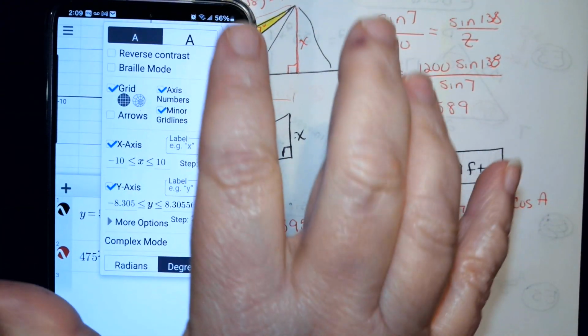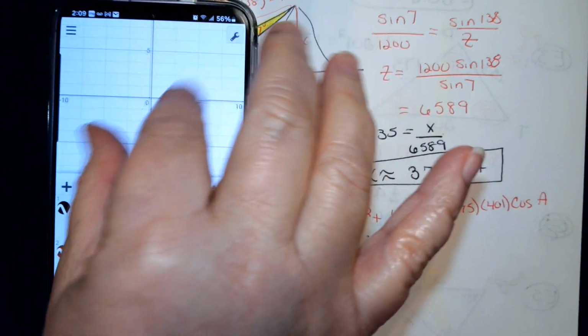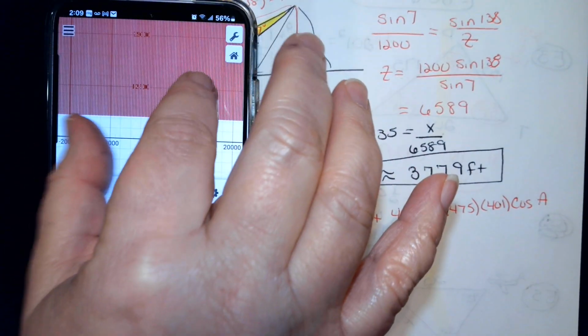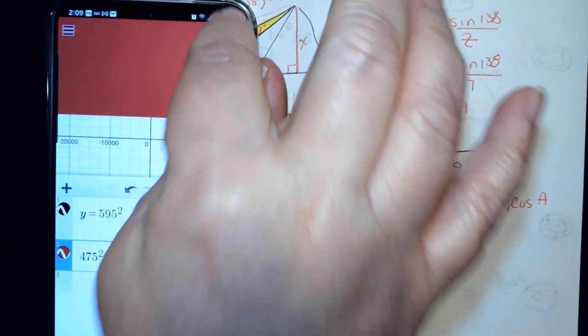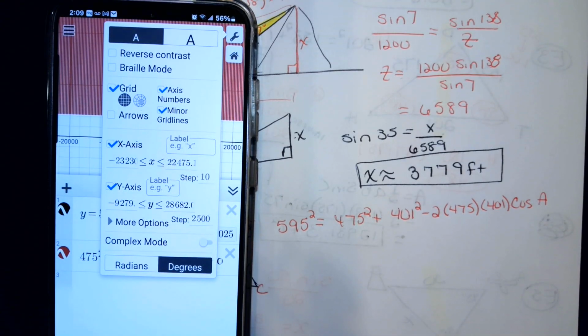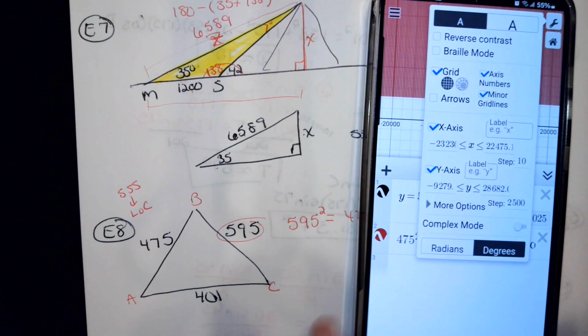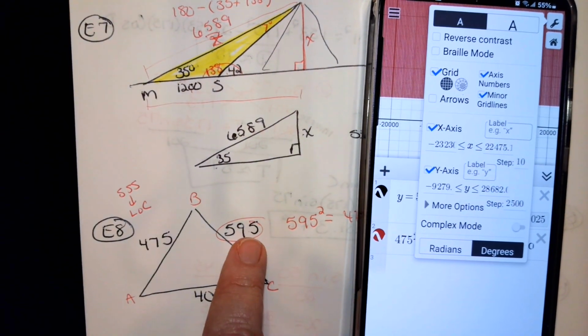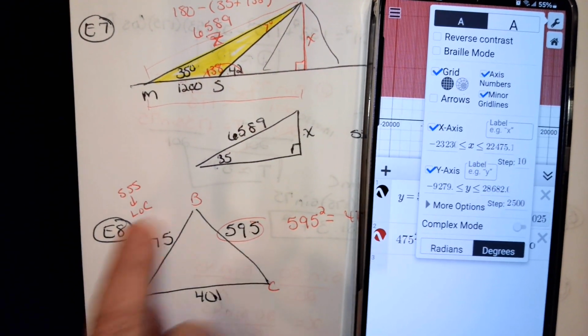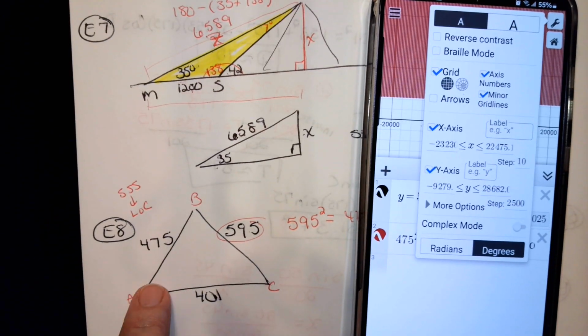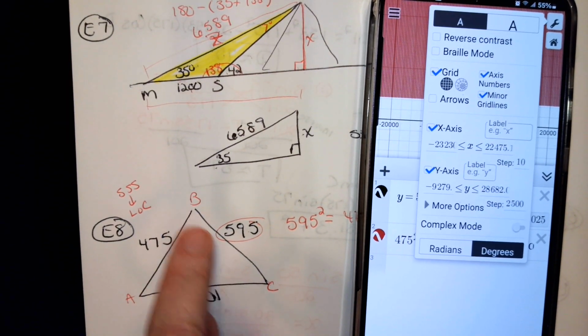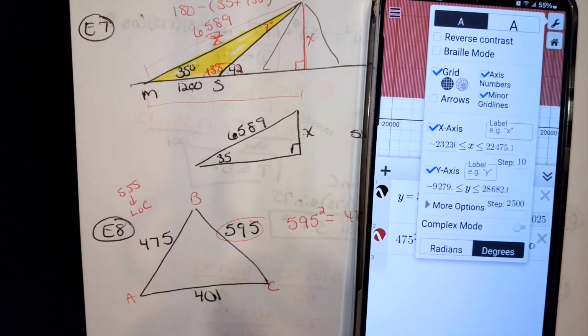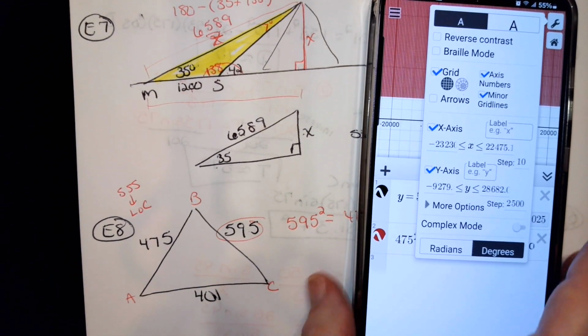Oops, I didn't mean to hit the home button, but I did. So I'm going to come right here and hit the settings button. For x, we have 475, 595, 401 as our sides, and then we want to talk about our angles. Again, we know all three angles should equal 180, so no one angle is going to be bigger than 180.